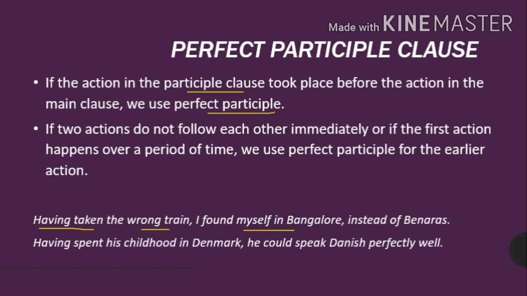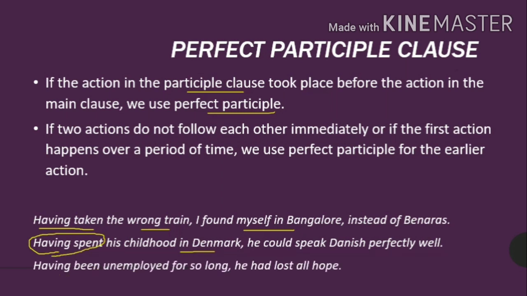Having spent his childhood in Denmark, this is an example of the second case. If the first action happens over a period of time, he has spent his entire childhood in Denmark. He could speak Danish perfectly well. So we use a perfect participle again here. Having spent.